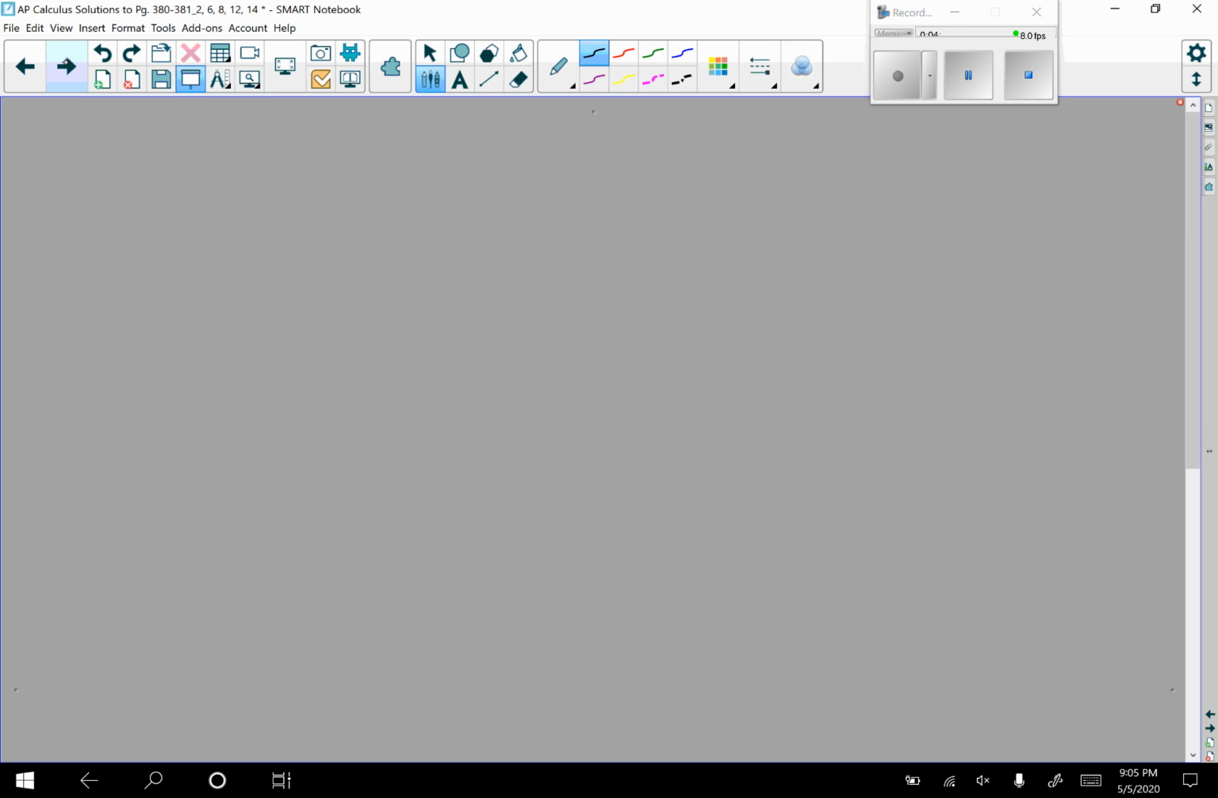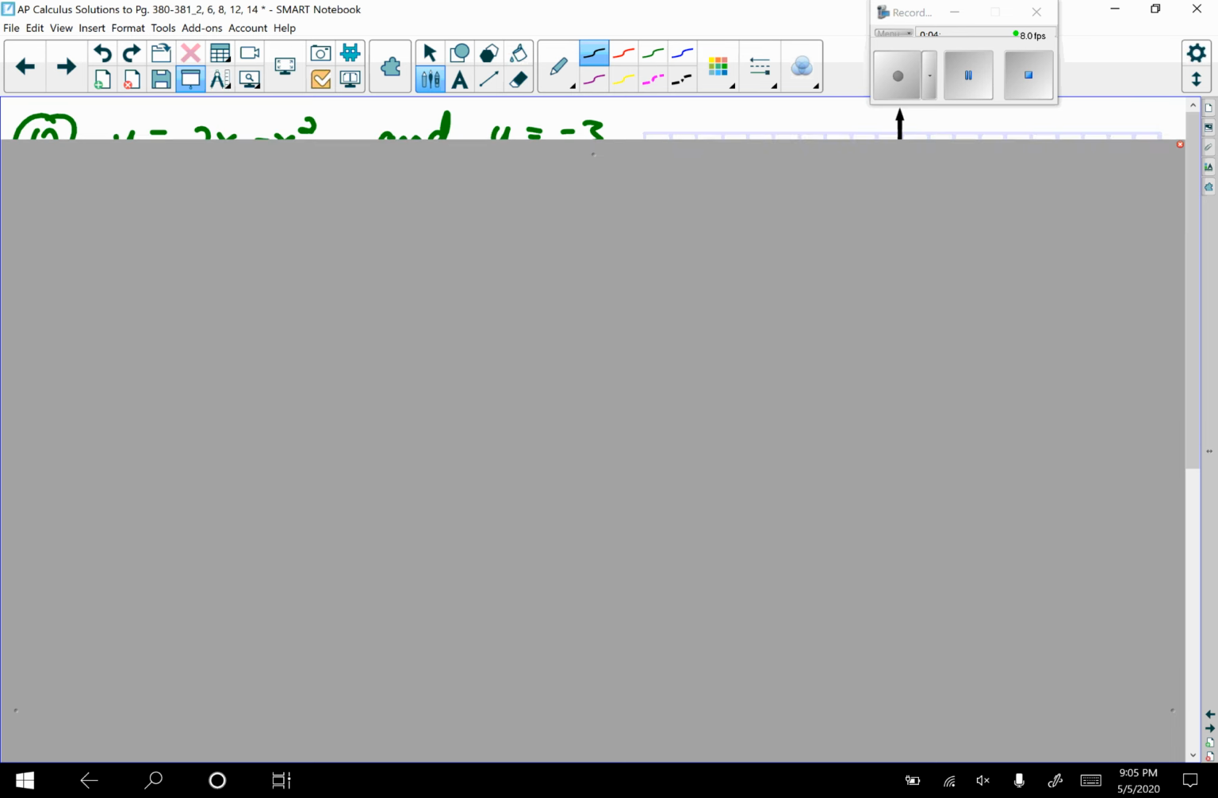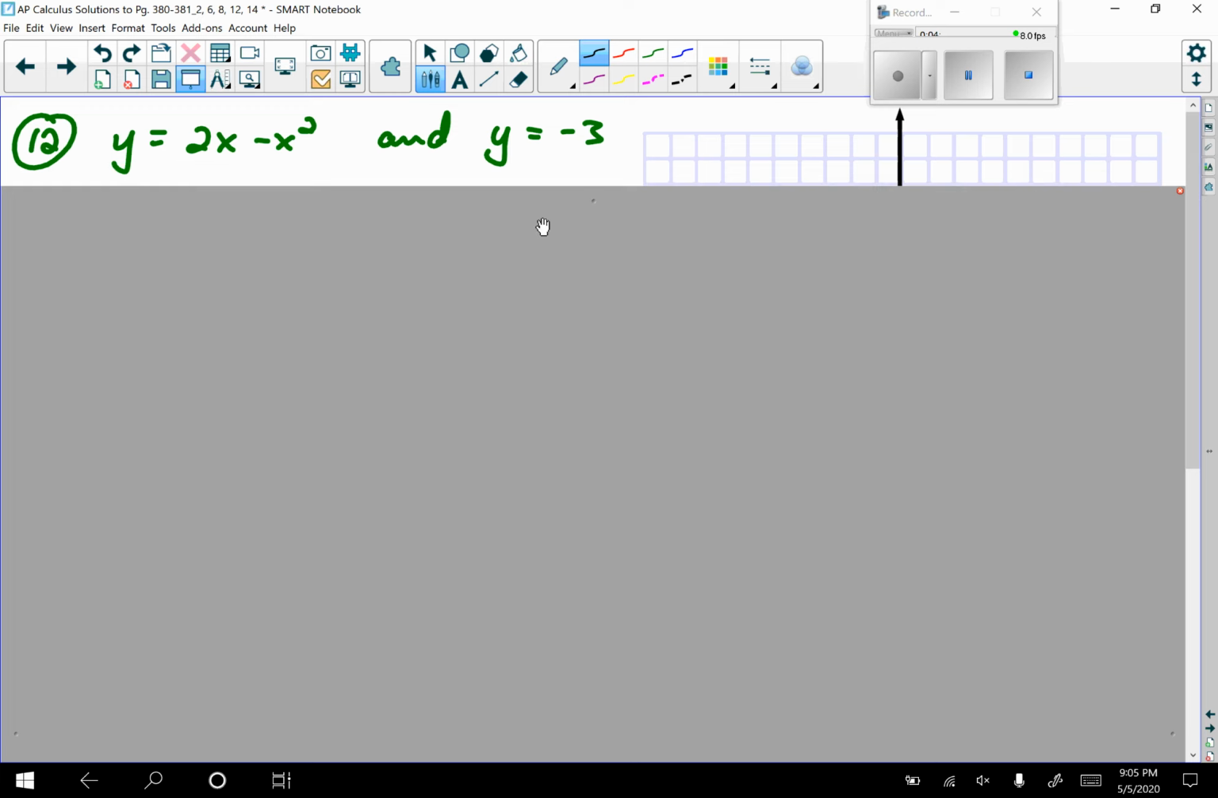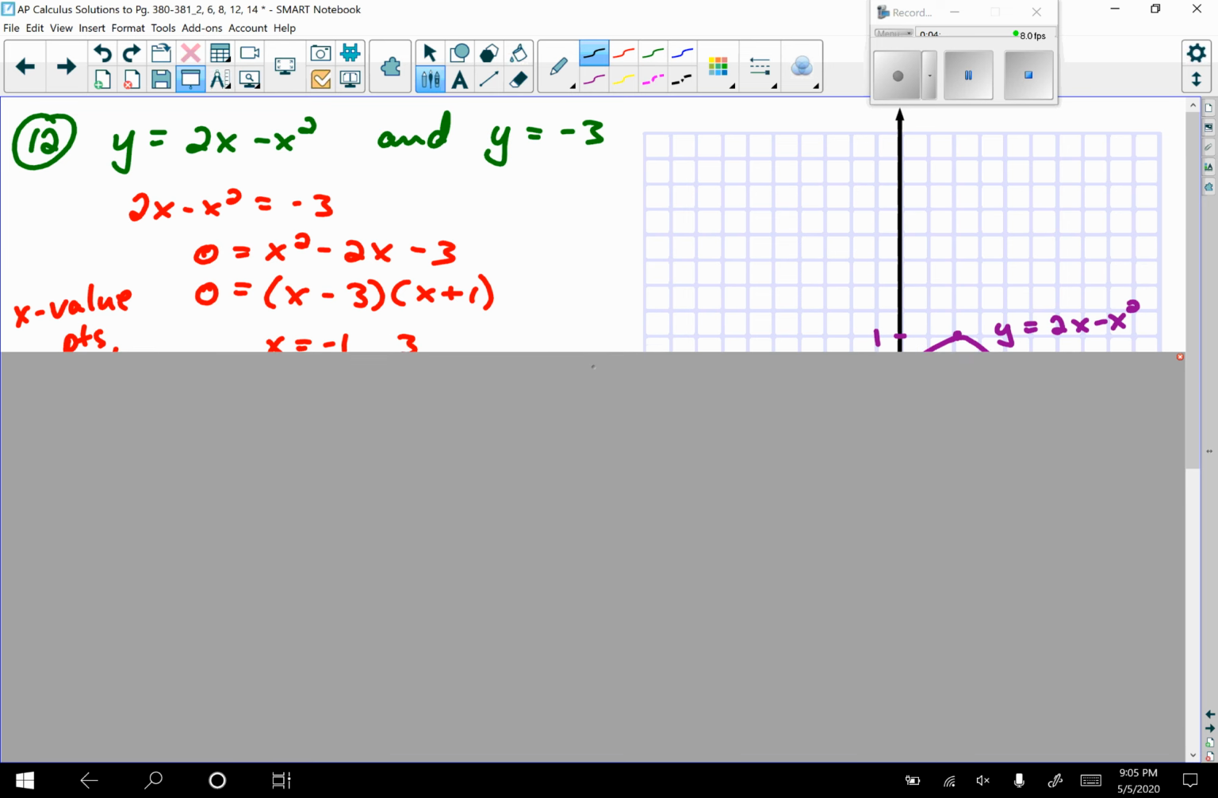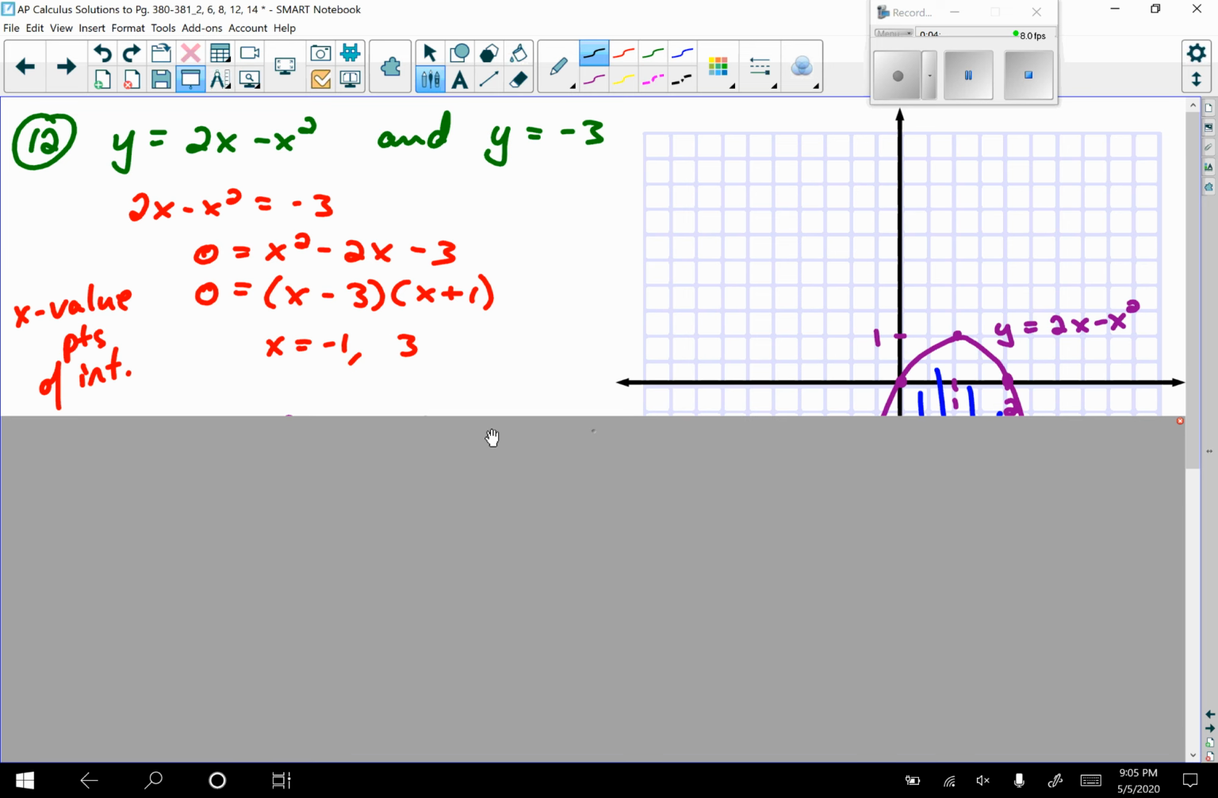All right, for number 12, actually for 12 and 14, it's helpful to find the points of intersection, and then for some of these to graph, we may need to find the x-intercepts as well, which is what I did for y equals 2x minus x squared. First, I found the x values of the points of intersection here. So I set them equal to each other, found that they intersect when x is -1 and 3.